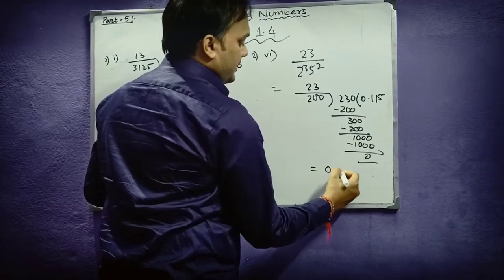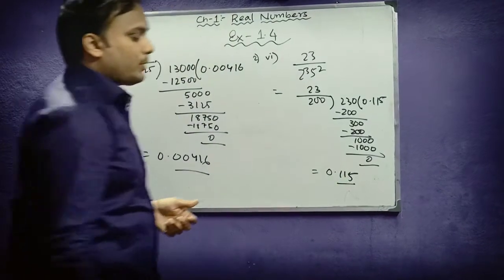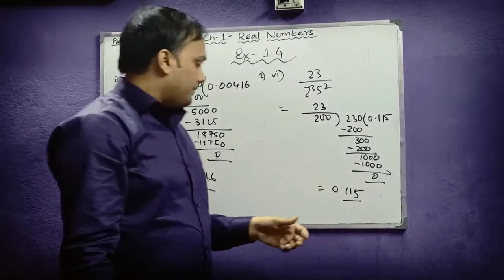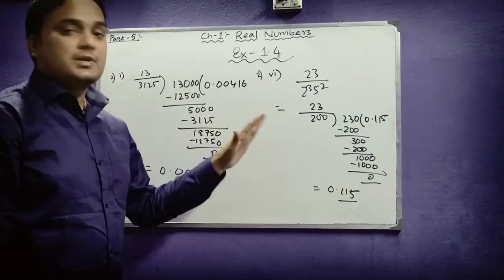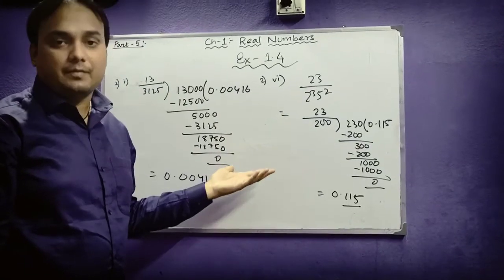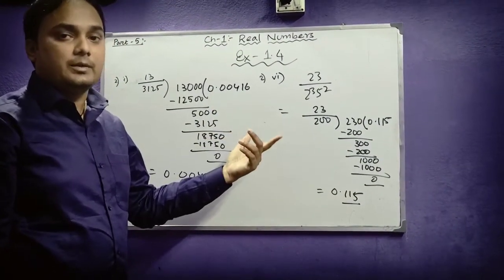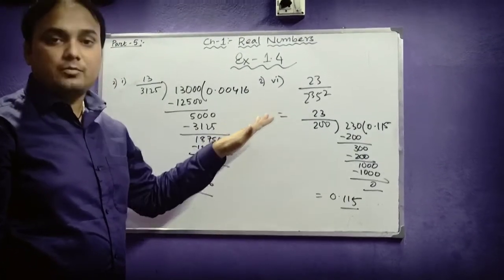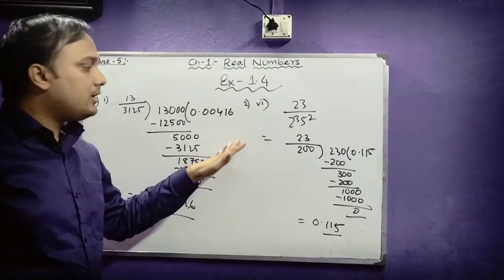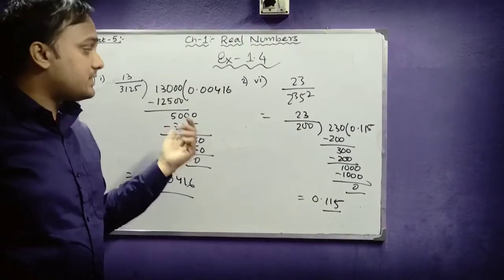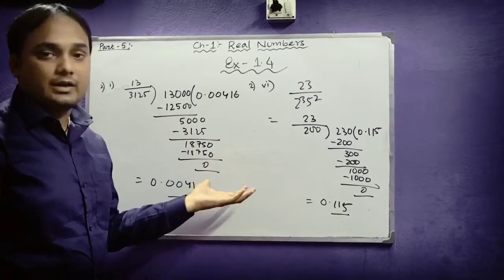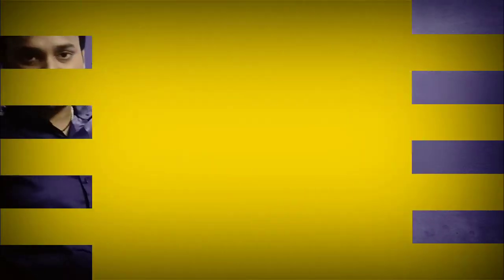That means the decimal expansion will be 0.115. So this is the true decimal expansion, which we can evaluate just by dividing. We can understand whether it has terminating or non-terminating repeating just by looking at the prime factorization of the denominator. But in order to find the decimal expansion, we need to divide like this. Let us move on to our next question.